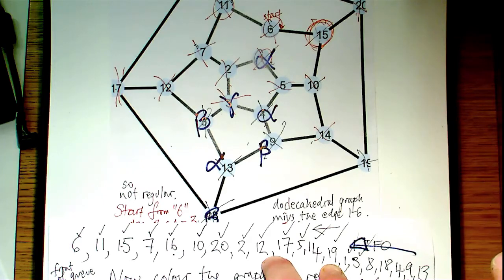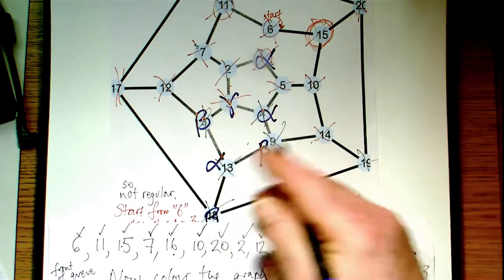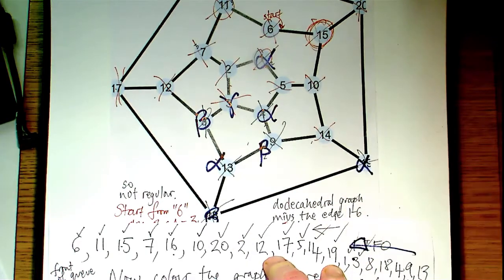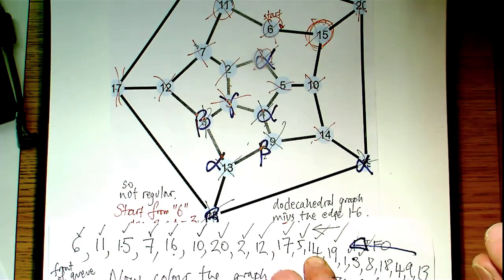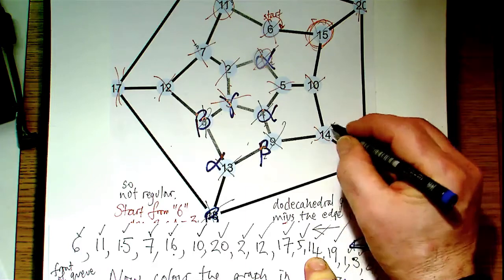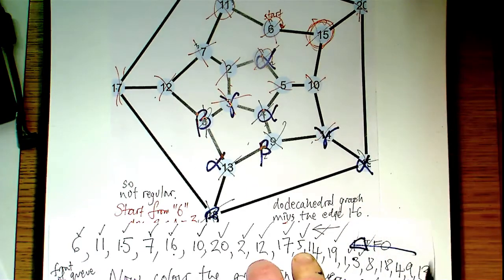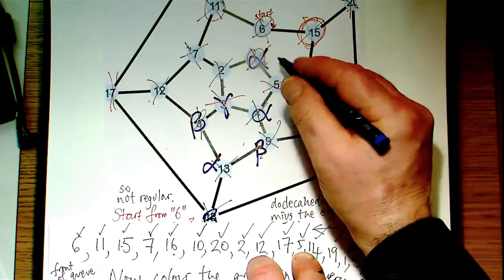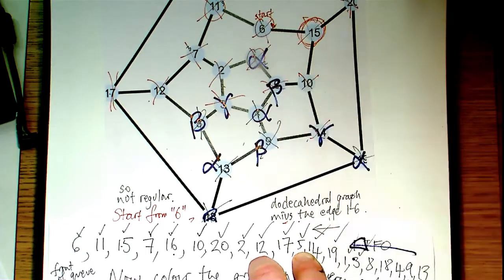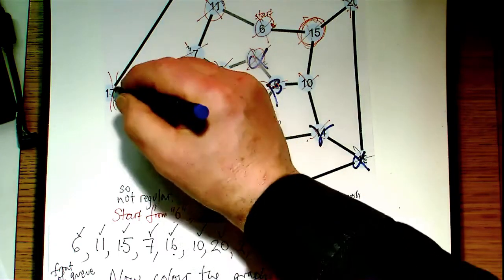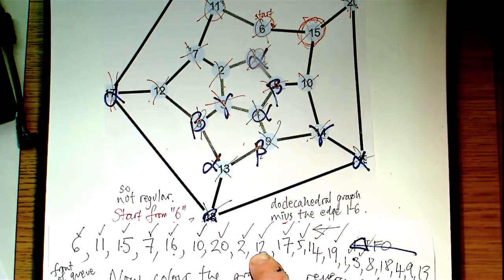19 is also an alpha. 19 is adjacent to beta, so it has to be the lowest colour, which is alpha, not gamma. 14 has to be gamma. 5 can be beta. Well, it can't be alpha, so the next colour is beta. 17 is, there's a beta there, so it can be alpha. 12 has to be gamma.